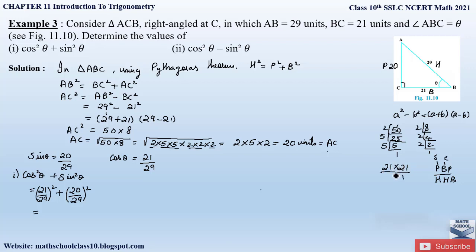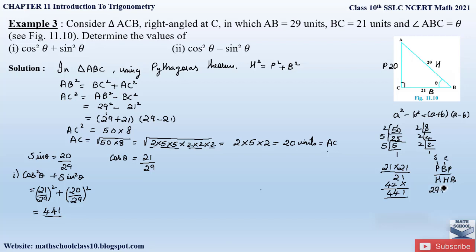So it is 1 1s are 1, 1 2s are 2, into 2 1s are 2, 2 2s are 4. So it is 1, 2 plus 2 is 4, and 4. So the square of 21 is 441, divided by what is the square of 29?